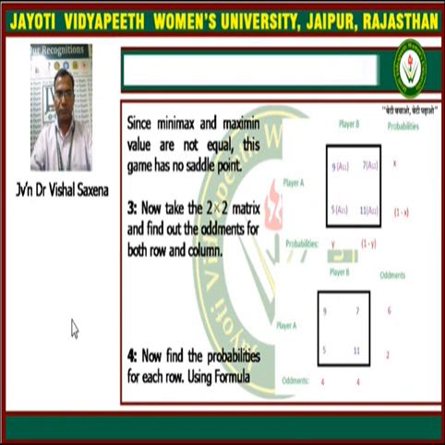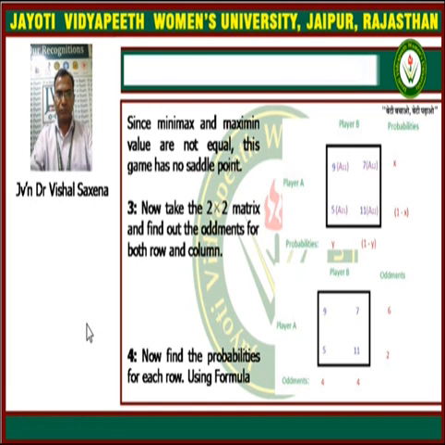So a saddle point is not existing in this game, and therefore we will apply the method of Oddments. How can we apply this method? Now we come to the third step: take the 2 into 2 matrix and find out the Oddments for both row and column.